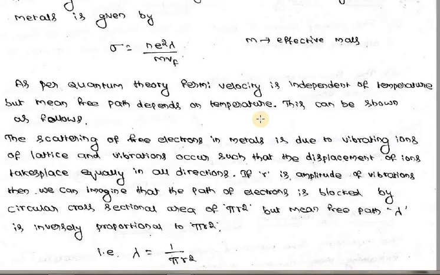As per the quantum free electron theory, the scattering of free electrons in a metal is due to the vibrating of lattice ions. Whenever the free electrons are moving in their path, it is disturbed by lattice ions. Lattice ions means the positive ion cores. Whenever the electrons are removed from the atom, the nucleus becomes a positive ion core. So it acts like a positive charge carrier whenever the electron is removed from the atom.